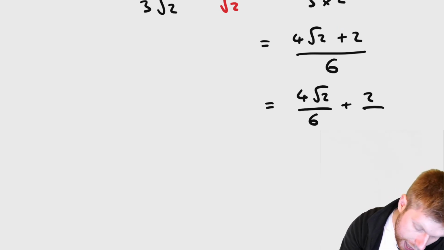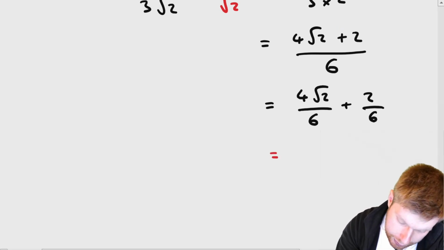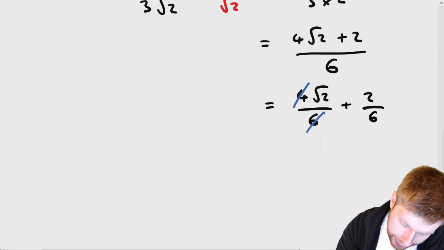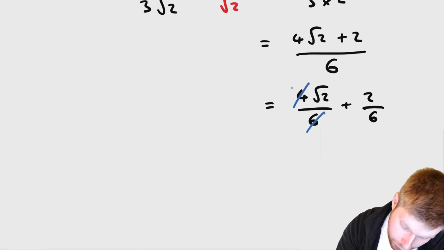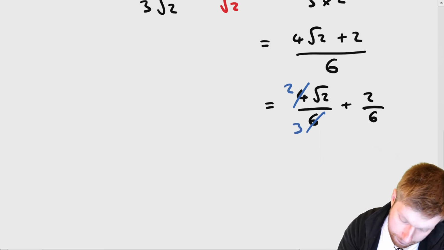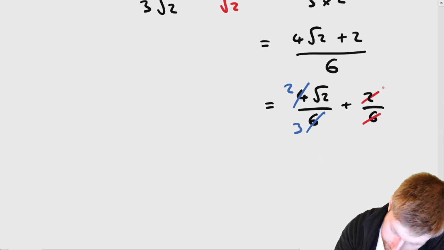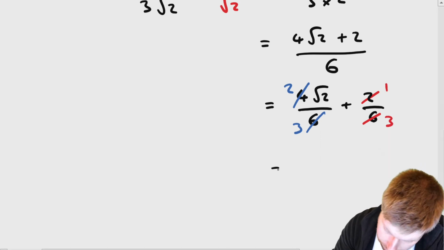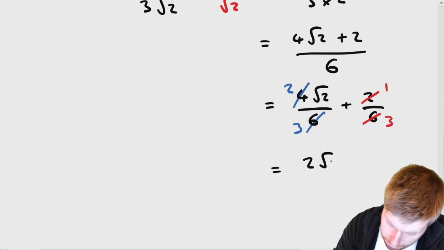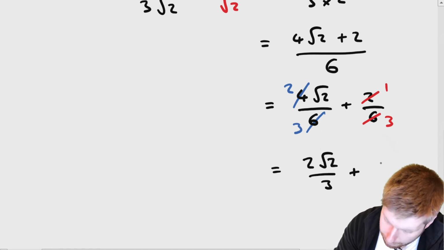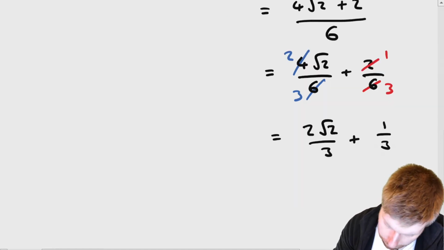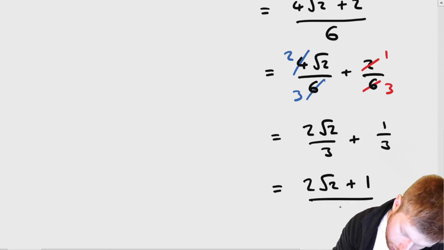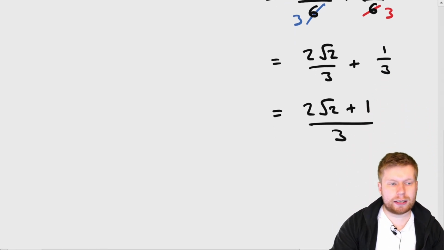Okay? So therefore, what I can do is I can say, have a look here. I've got 4 and I've got 6. That will cancel. I can divide top and bottom by 2. That will cancel to 2 over 3. Okay? Same thing there. I can divide top and bottom by 2, which gives me 1 over 3. So in other words, this final thing could simplify to 2 root 2 over 3 plus a third, which I can finally put back together as 2 root 2 plus 1 over 3. So that would be it fully simplified.